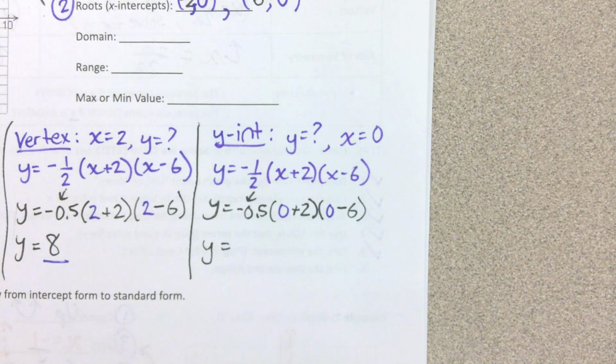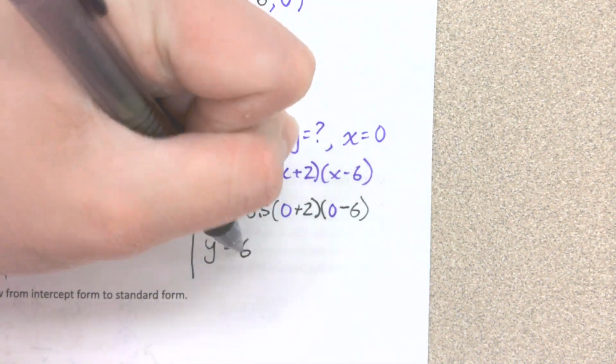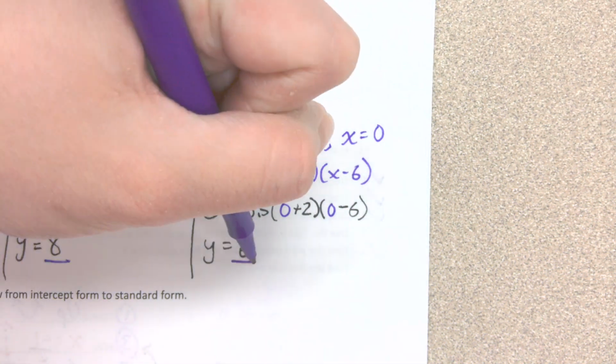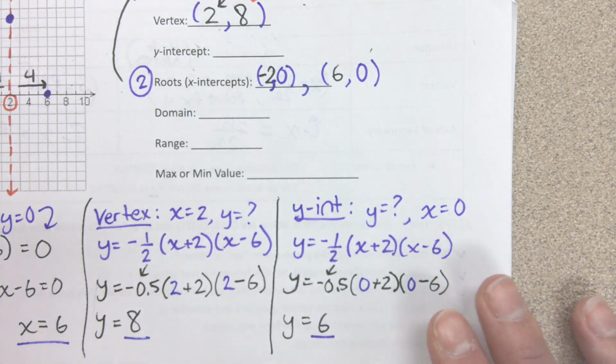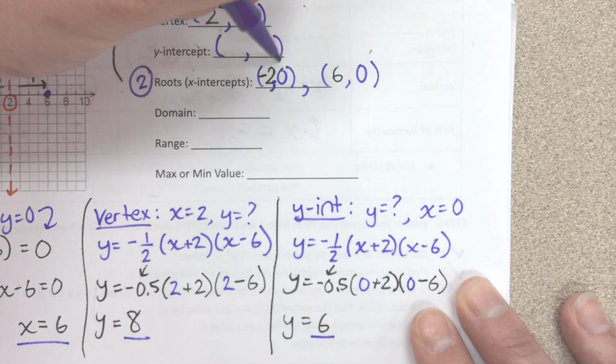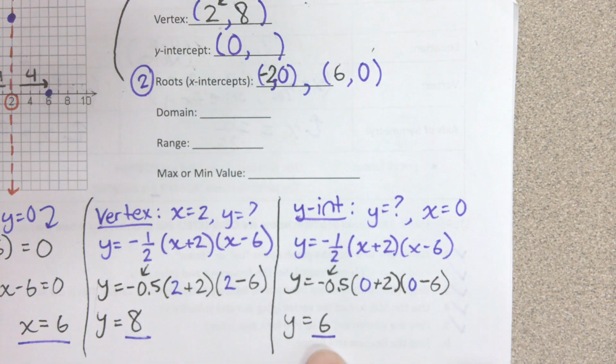I'm running short on time here, so I'm not going to put it in the calculator, but if you do this correctly, you will get 6. Y is 6. Let's fill that in up here. X is 0, so 0 goes in the front. Y is 6.